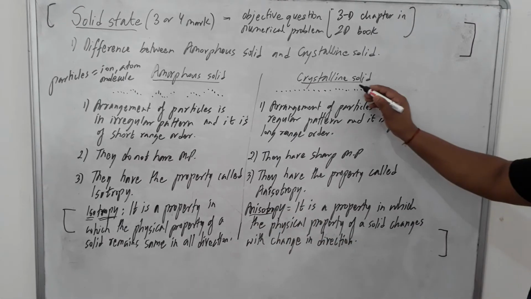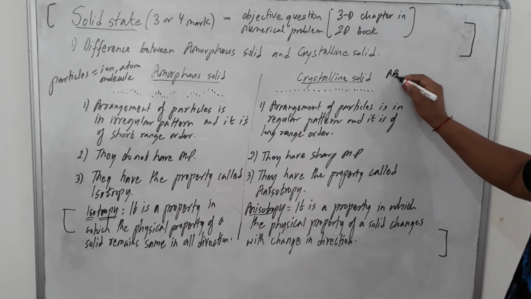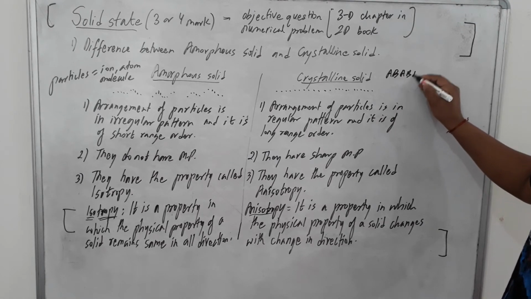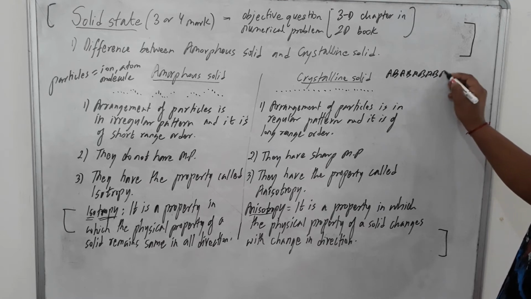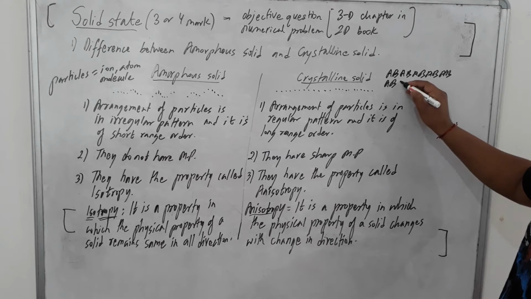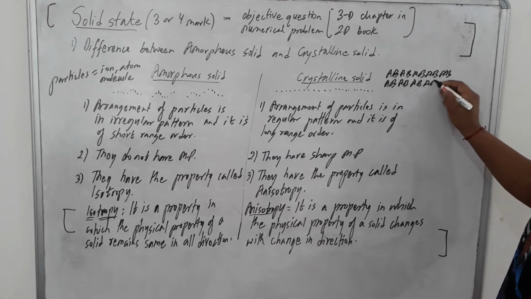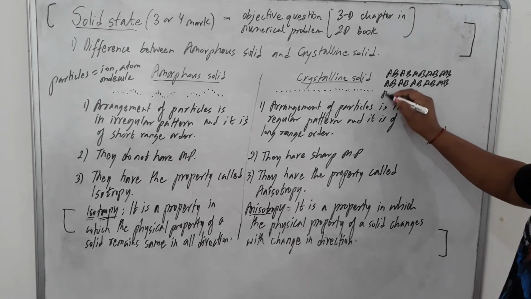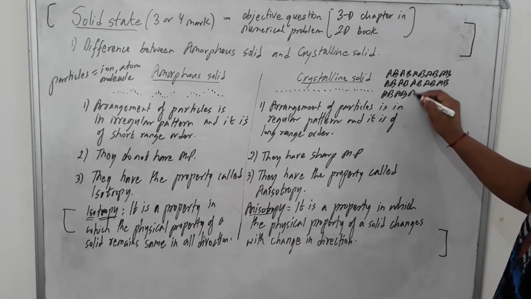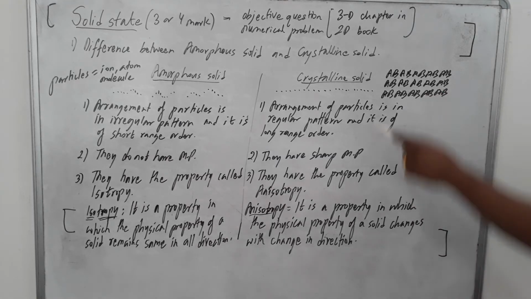For example, for a crystalline solid, I can make this one for you. Suppose the particles are arranged this way: A, B, A, B, A, B, A, B, A, B. Then here we have again A, B, A, B. This is how the arrangement is regular. You can see AB, AB, AB, and here is also AB, AB, AB. The arrangement is regular, and it is of long range order.